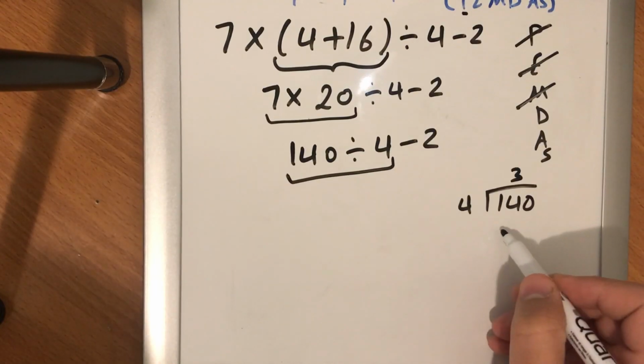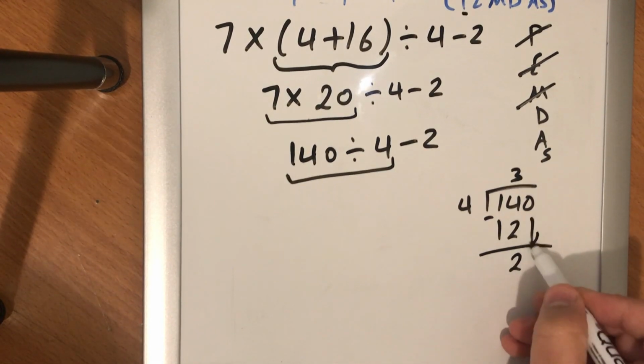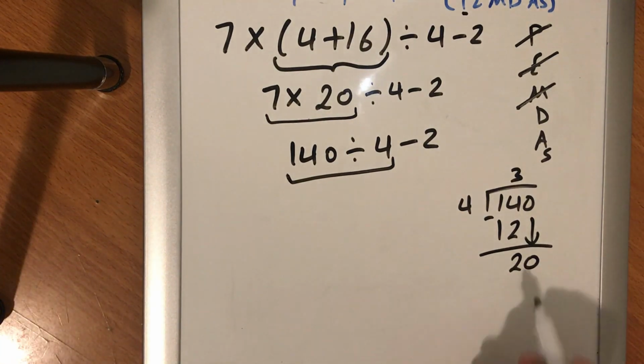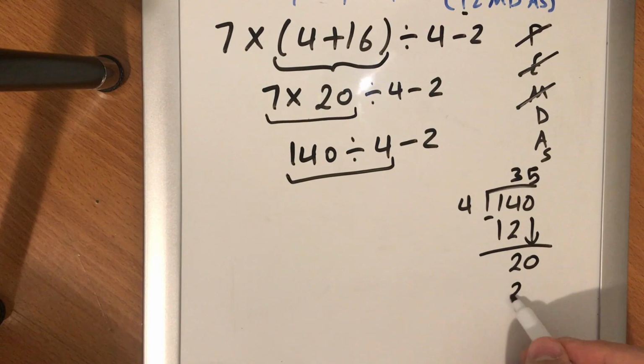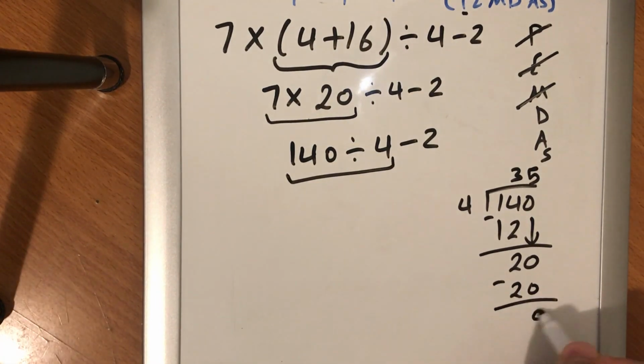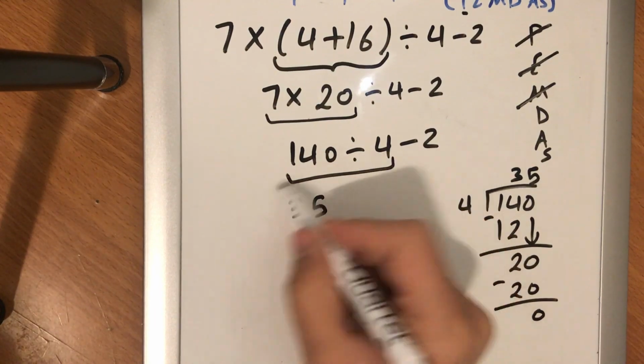3 times 4 is 12. Subtract that. That will give you a 2. Drop the next number, which is a 0. 20 divided by 4 gives you a 5. 5 times 4 is 20. Subtract, you end up with a 0. So it's 35. So this is gone.